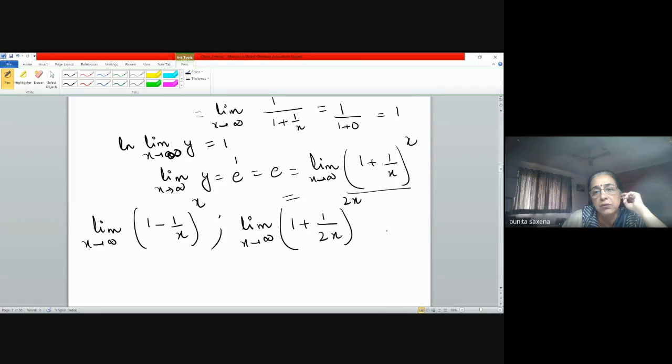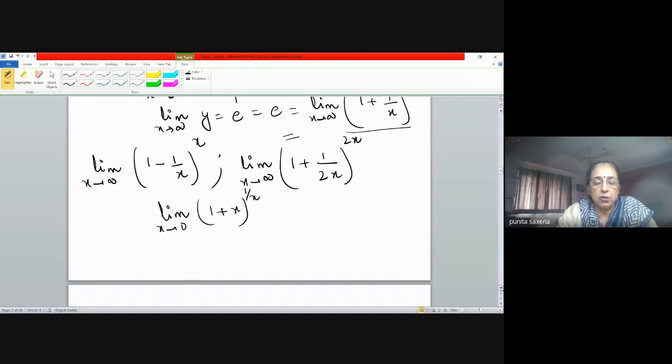Then, 1 plus 1/2x to the power 2x. And also this limit, x tending to 0, (1 plus x) to the power 1/x. Evaluate this also. These three. I don't know whether they are your exercise problems or not, but evaluate this. This is how we handle it when you have functions in the power also.